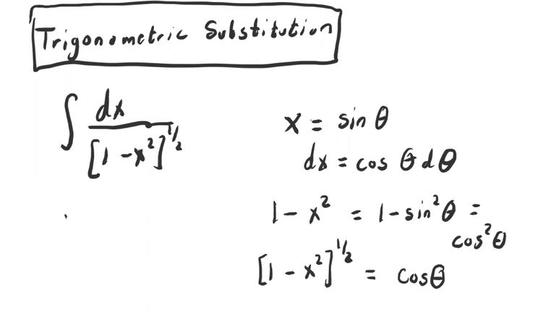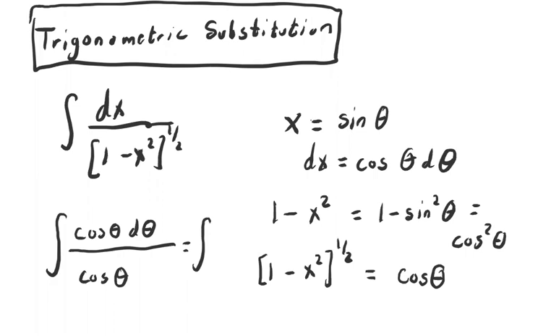So if you make these substitutions, you will find out that the cosine in the numerator will be canceled by a cosine in the denominator, and you just have to integrate over d theta, and theta is just going to be the inverse sine of x. This is an important technique, and you have practice cases for it in problem set 2.